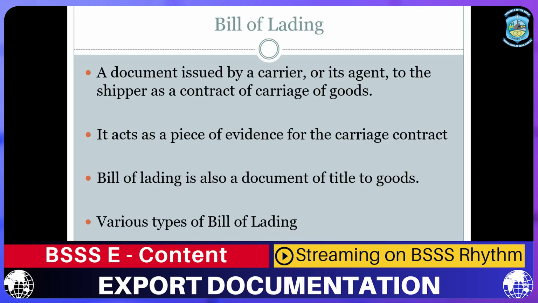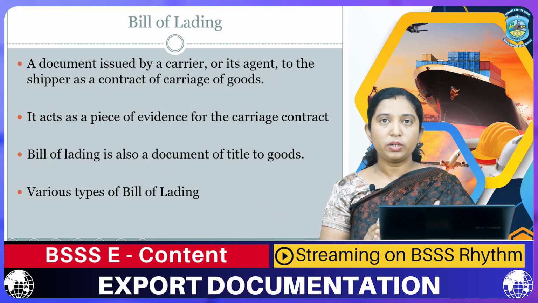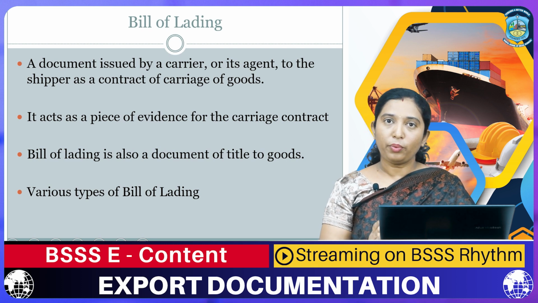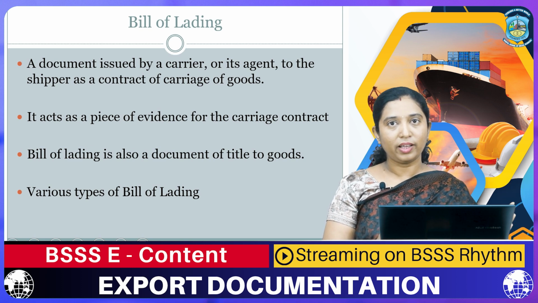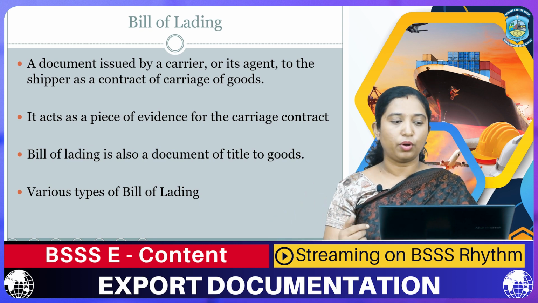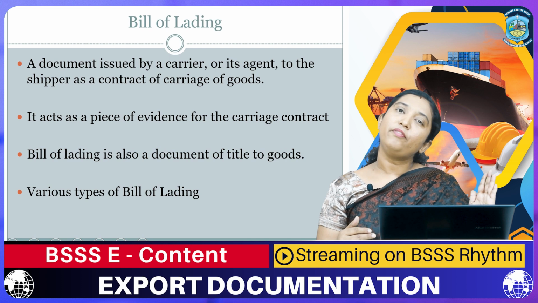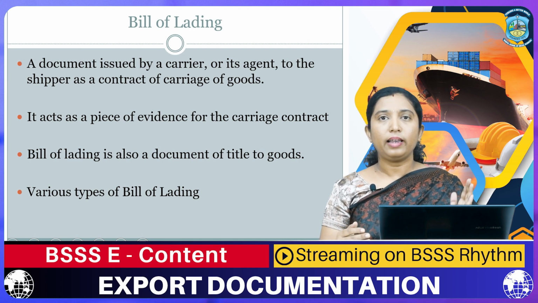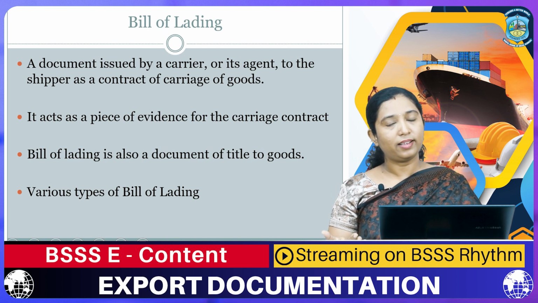Bill of lading. Bill of lading is another document which is very important and it is also known as a legal document. Bill of lading is issued by the shipping company to the exporter. It is a contract that specifies that the shipping company is going to transport the consignment of the exporter to the destination country. It acts as a piece of evidence for the carriage contract. Bill of lading is also known as a document of title to goods, and there are various types of bill of lading, say clean bill of lading, claused bill of lading, through bill of lading, stale bill of lading, etc.